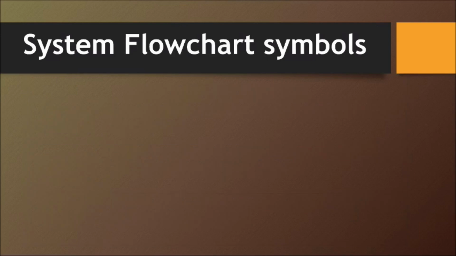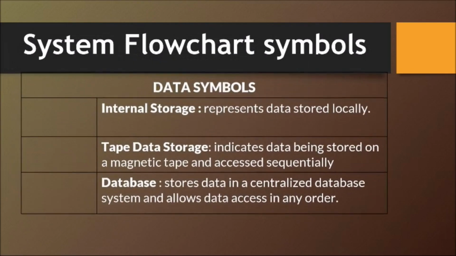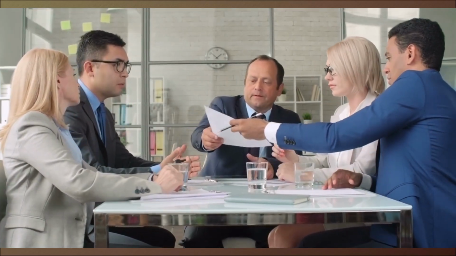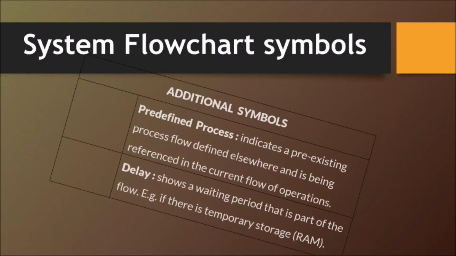Data storage symbols. Data used within a system can be referenced from internal storage, such as RAM, or sources where sequential access is important, such as magnetic tapes, or sources that don't specify the order data must be accessed, for example, databases stored on hard disks. The symbol used within this section will be dependent on the needs of the system and the most appropriate means of storage required. Additional symbols.